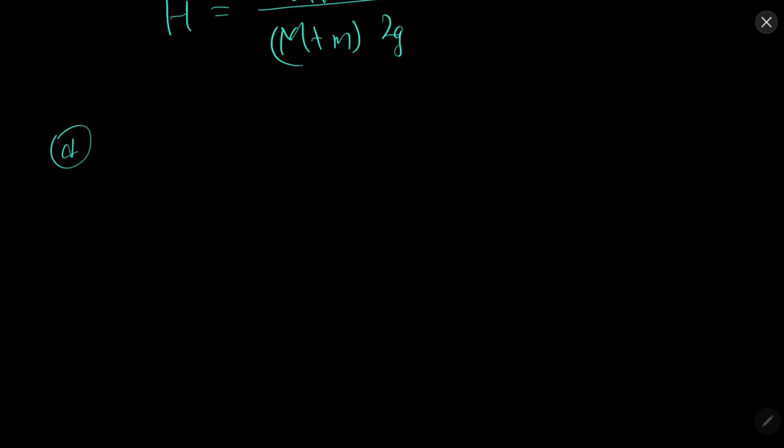Now the D part. In the D part, the smaller mass has a horizontal component. So for that, 0 equals vy during upward motion.